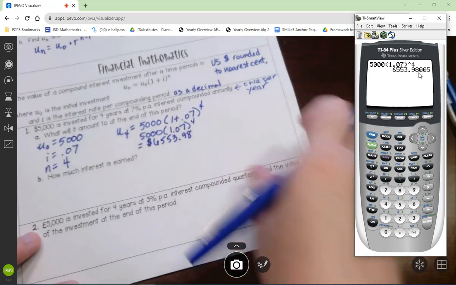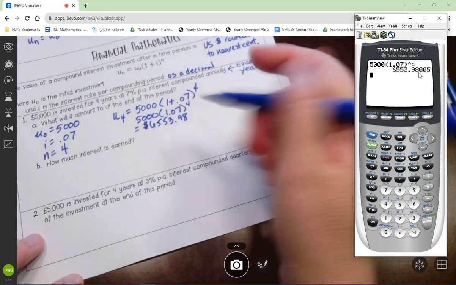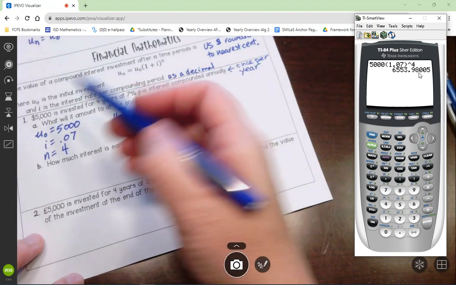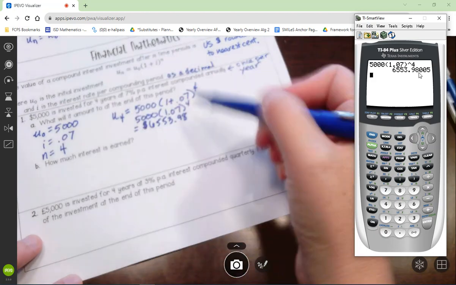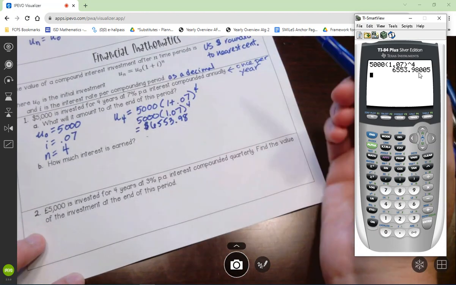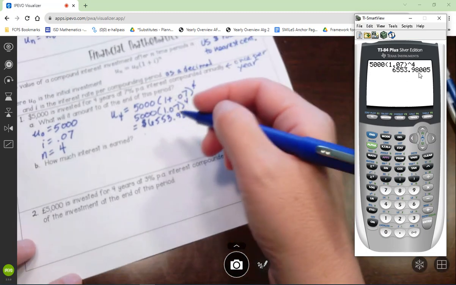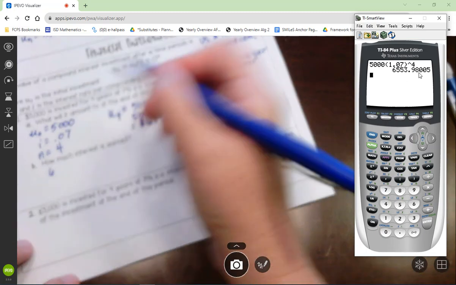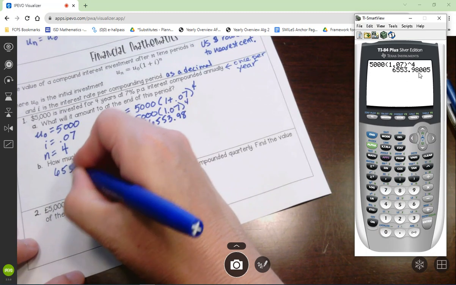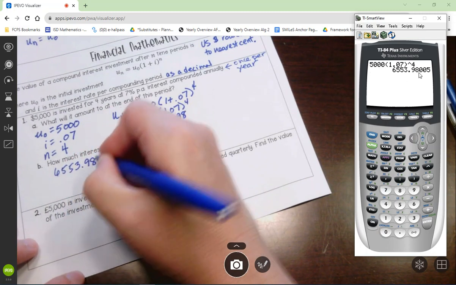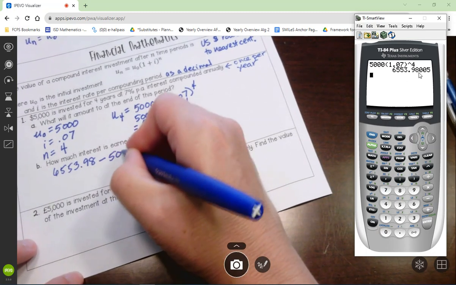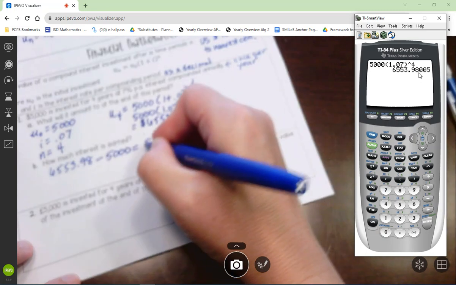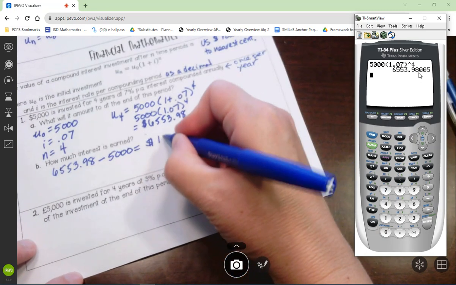$6,553.98. All right, so to find out how much interest is earned, the interest is what has been added to your money. So you started with 5,000, and this is what you ended with. So to find out how much is added, you just subtract. And in IB, it's really important that you show your step, even if it seems obvious to you. So you need to show how you got your answer. And then make sure you put a dollar sign on your final answer there.